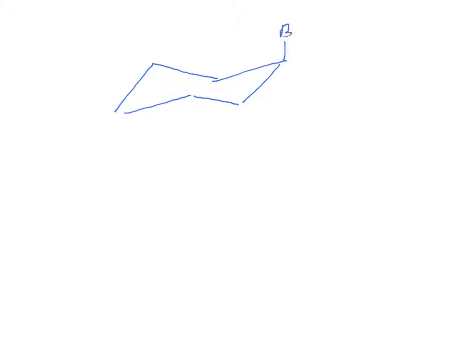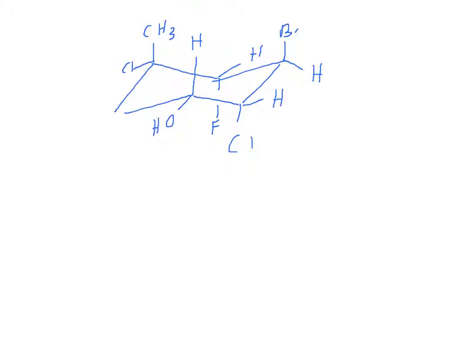And we have a bromine here. Chlorine axial, another H over here, fluorine going down, OH, an H going up, a CH3, a Cl axial or equatorial, fluorine equatorial, and an H axial. So it's a pretty complicated little molecule.